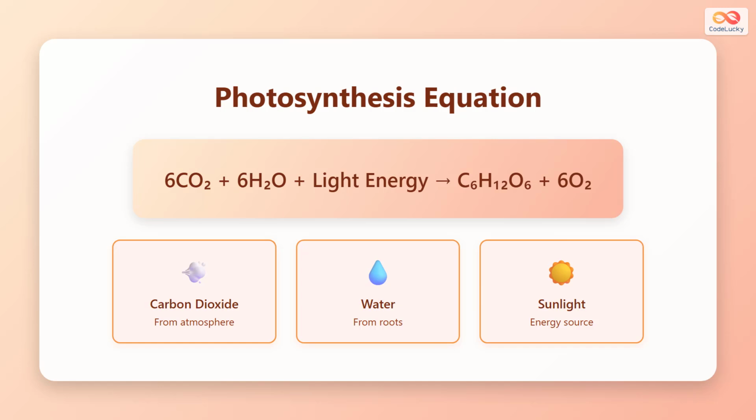The photosynthesis equation shows us exactly how plants create energy. 6 molecules of carbon dioxide plus 6 molecules of water, combined with light energy, produce 1 molecule of glucose and 6 molecules of oxygen. The carbon dioxide comes from the atmosphere through tiny pores in leaves called stomata. Water is absorbed from the soil through the roots. Sunlight provides the energy needed to power this remarkable chemical reaction that sustains plant life.